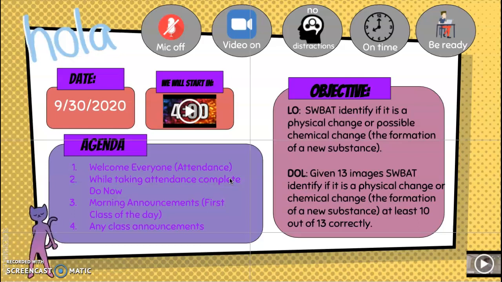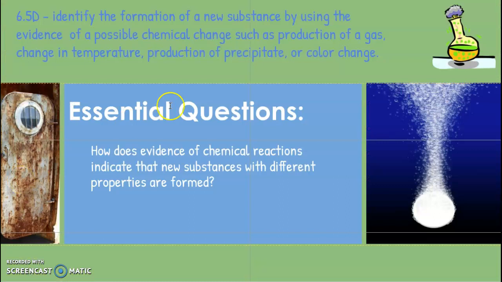Okay, so today's lesson objective is that you will be able to identify if it is a physical change or a possible chemical change, the formation of a new substance. Our target TEK for today is 6.5D. Identify the formation of a new substance by using the evidence of a possible chemical change, such as a production of a gas, change in temperature, production of precipitate, or color change.